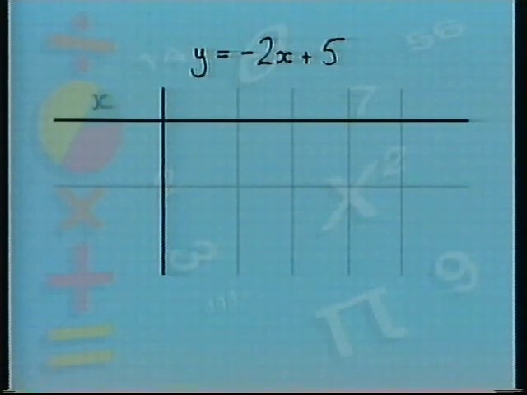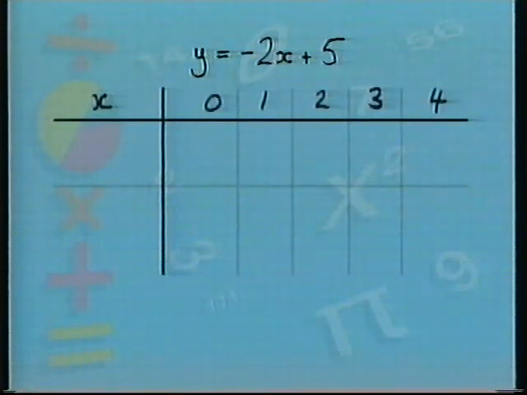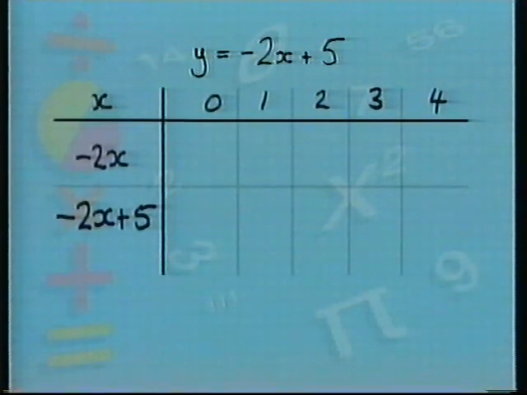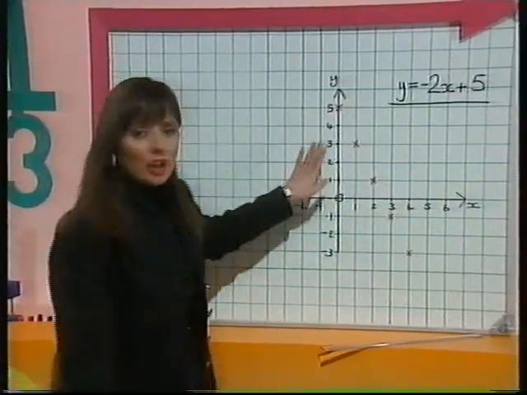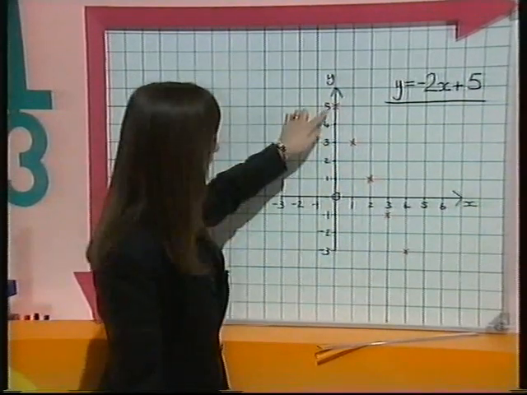Now, to plot out a straight line graph, you need to know some points. The first thing to do is to draw a table like this. Once you've done that, then fill in the spaces. Now put them onto the graph. When you've finished, the points should all line up like this.